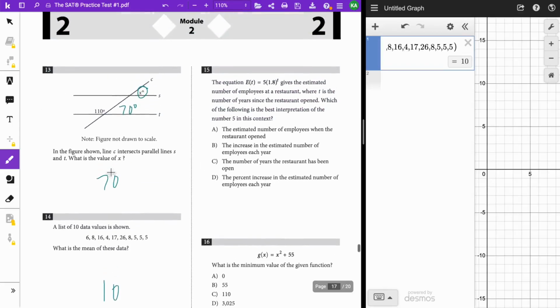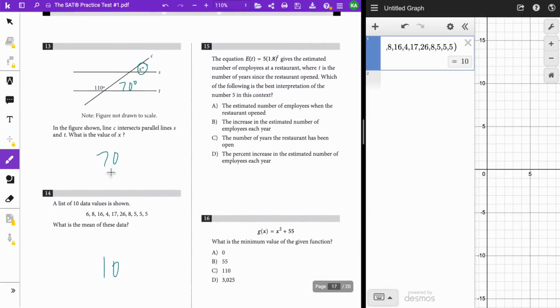Nice and easy. 15. What does this 5 represent in the context of this problem? So it says that this equation gives the estimated number of employees at a restaurant. T is the number of years since the restaurant opened. What would 5 be? Well, if we know exponential functions, we might know that the number in the front is kind of like the initial value, the starting amount, and that's true here as well.